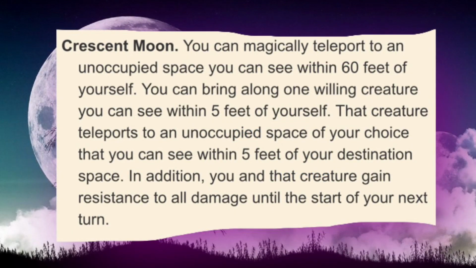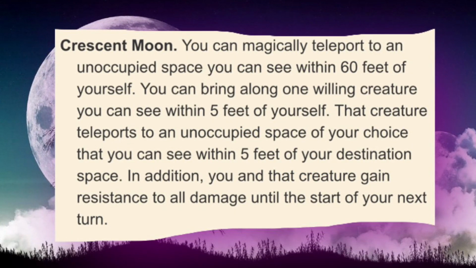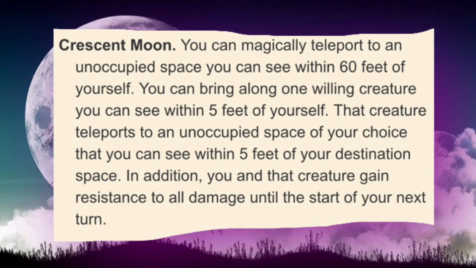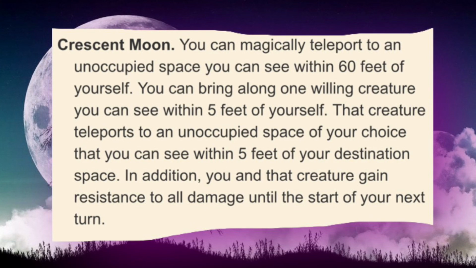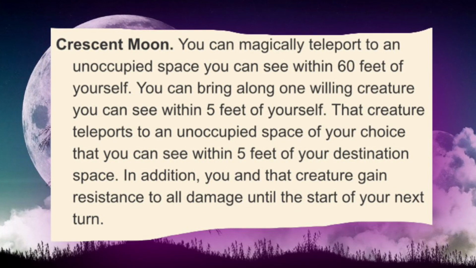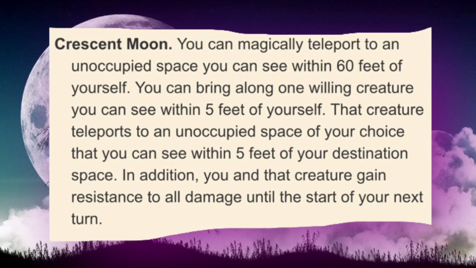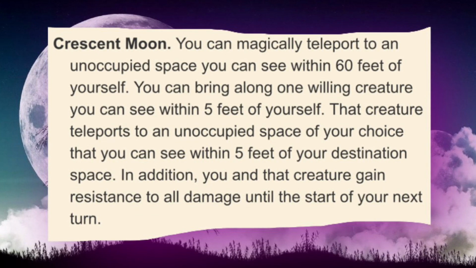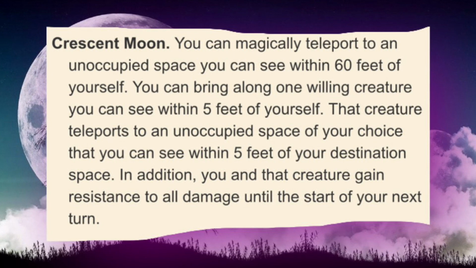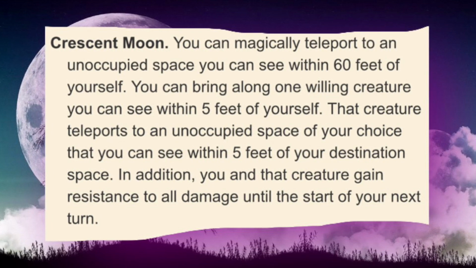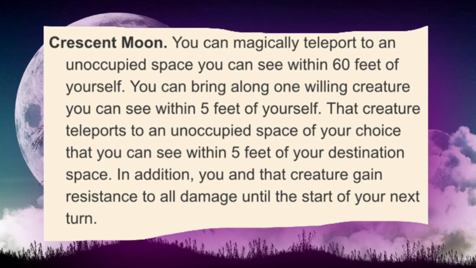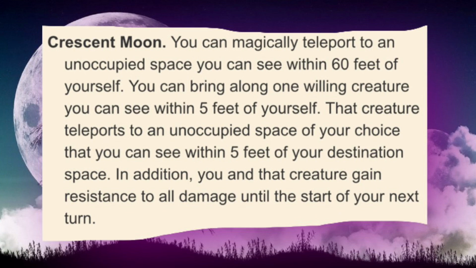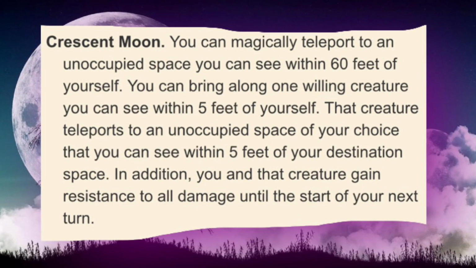Crescent Moon. You can magically teleport to an unoccupied space you can see within 60 feet of yourself. You can bring along one willing creature you can see within 5 feet of yourself. That creature teleports to an unoccupied space of your choice that you can see within 5 feet of your destination space. In addition, you and that creature gain resistance to all damage until the start of your next turn.